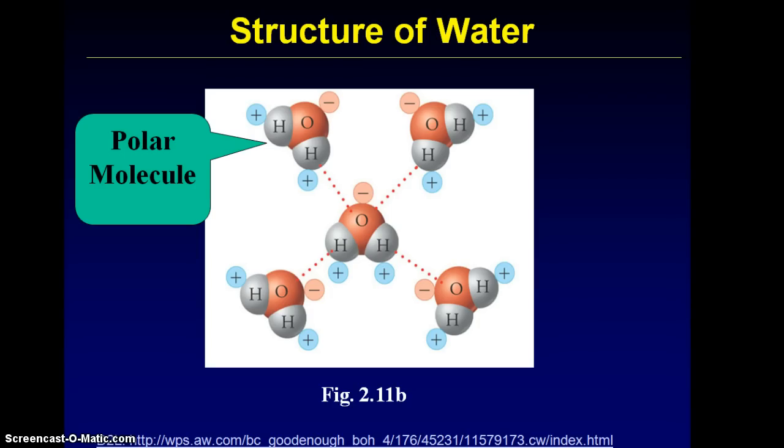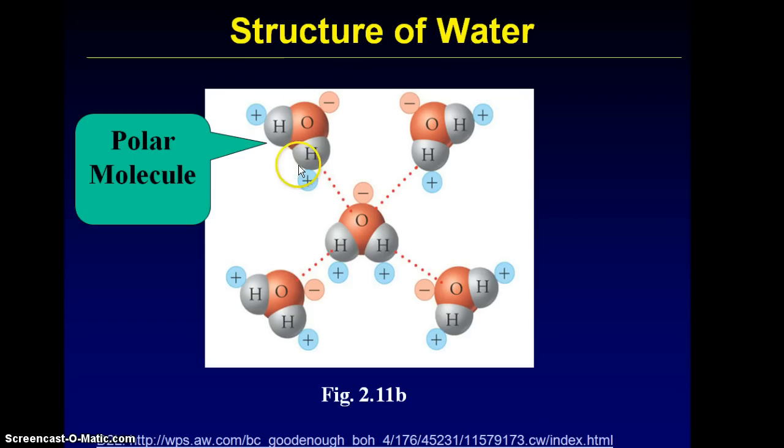This means that there's a slight electrical charge to this molecule. So we can see that each oxygen atom has a slight negative charge to it, and each hydrogen atom has a slight positive charge to it. And so each molecule of water is known to be polar.